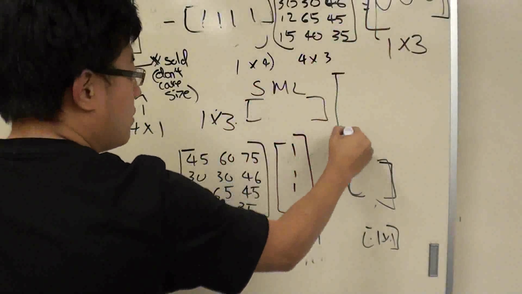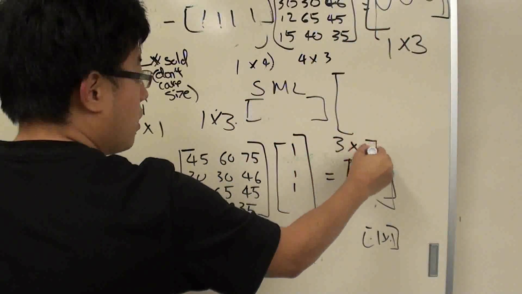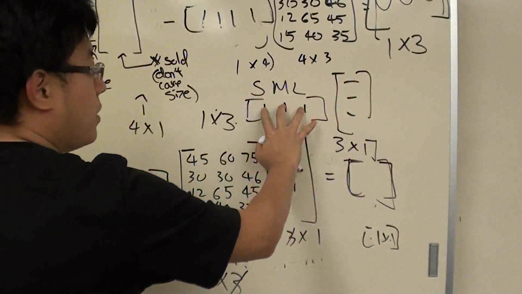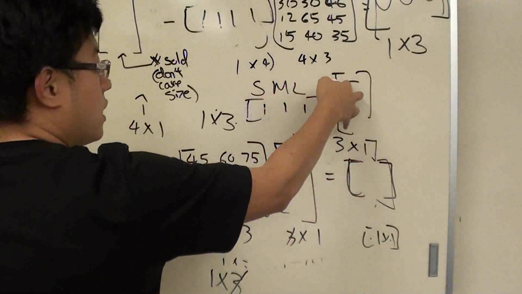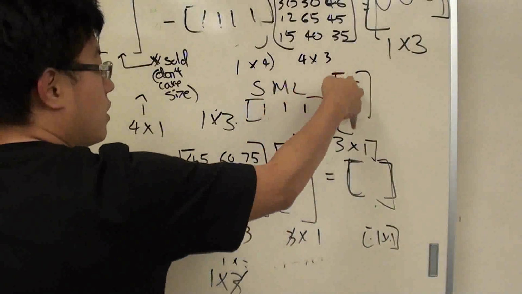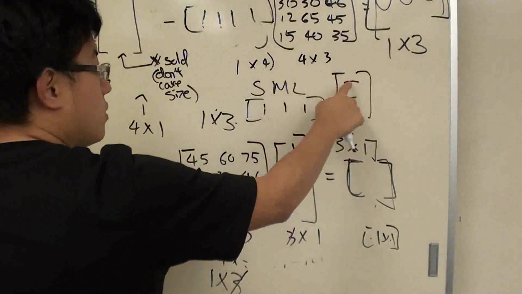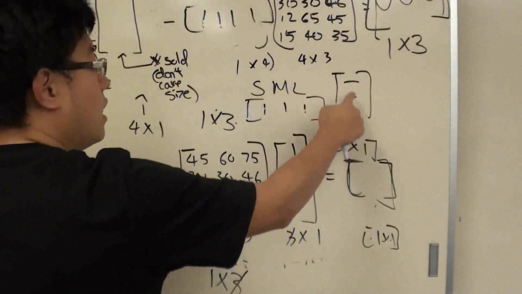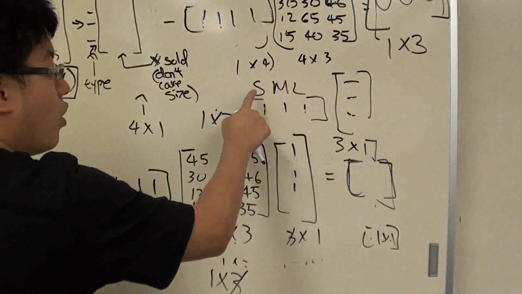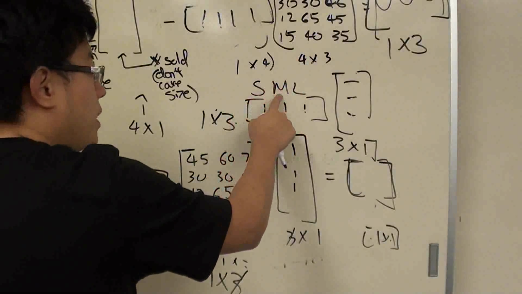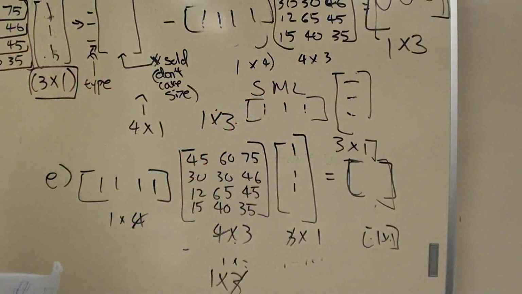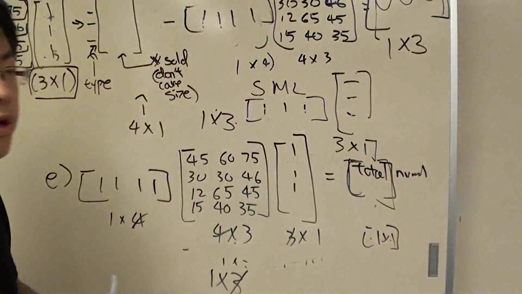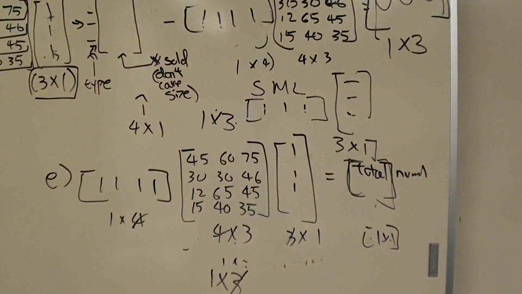That's 1 by 3. Now if I times it by 3 by 1, all small, mediums, large, times together. These are all 1s, so we're just adding these 3, because it's going to be this times this, plus this times this, plus this times this, except these are all 1s, as we found. So all small, all medium, all large, add them all up, and that becomes the total number of clothes sold. That's all there is.